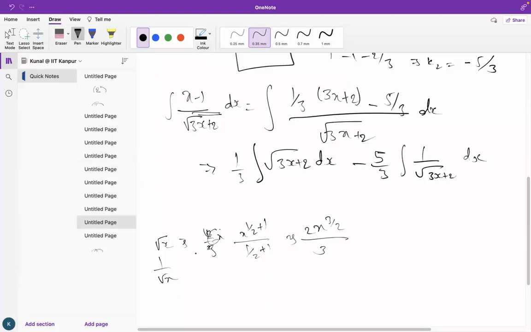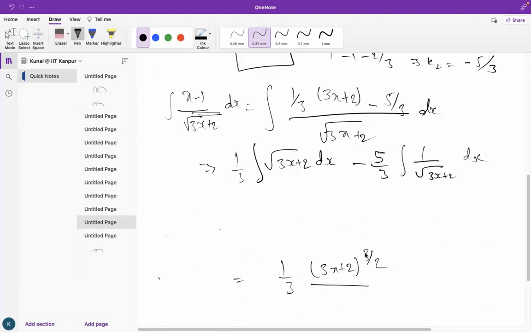So let me erase it here. Okay, so when we solve this problem and apply property 4, we get the result 1 by 3, 3x plus 2 to the power 3 by 2. Let me erase this first. Okay, so we get the result with 3 by 2, and there will be the constant factor 1 by 3 again, minus 5 by 3 into 2 by 3, root under 3x plus 2, plus constant.